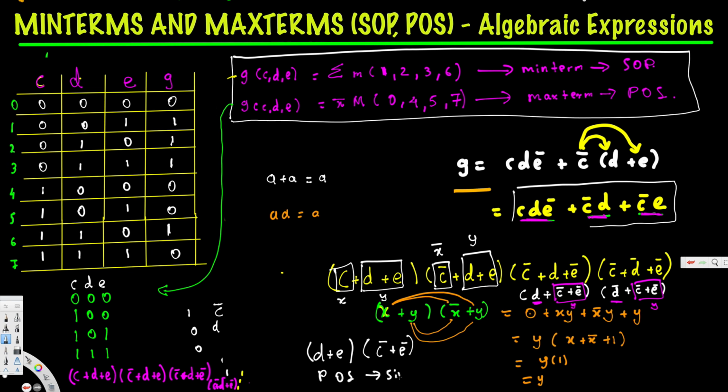So that's how we can get sum of product and product of sum when the min terms and max terms are given.